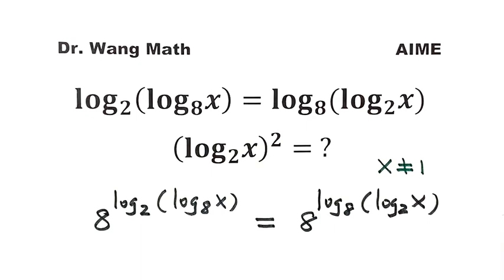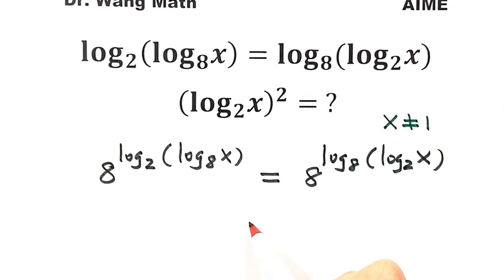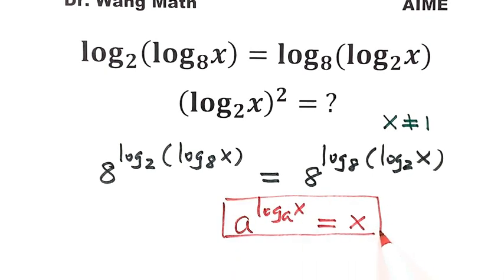Next, we're going to use the property of logs and exponents. We have this formula: a to the power log base a of x just equals x, because log and its exponential form are inverses of each other. So they just cancel, and it just equals the inside part. So we can use this property.